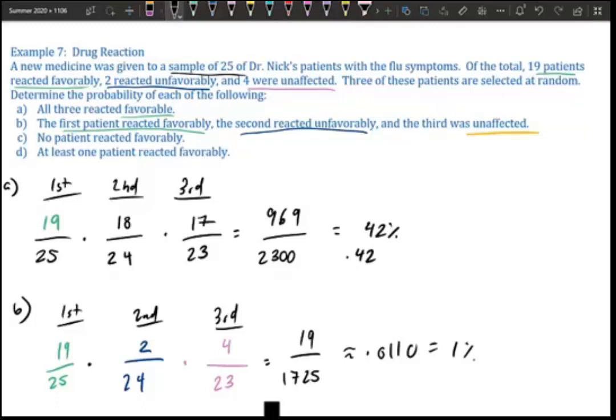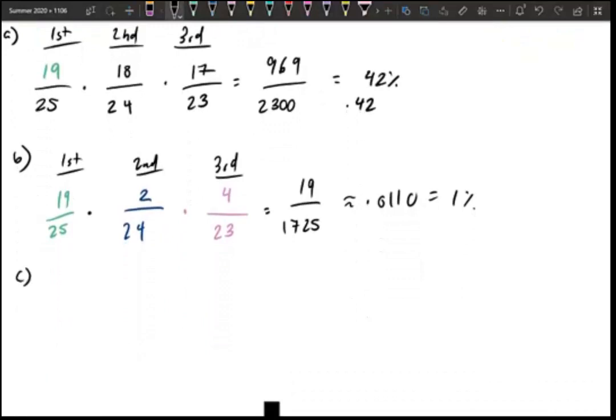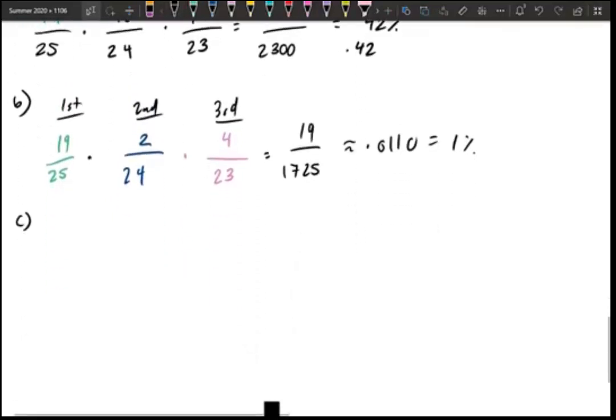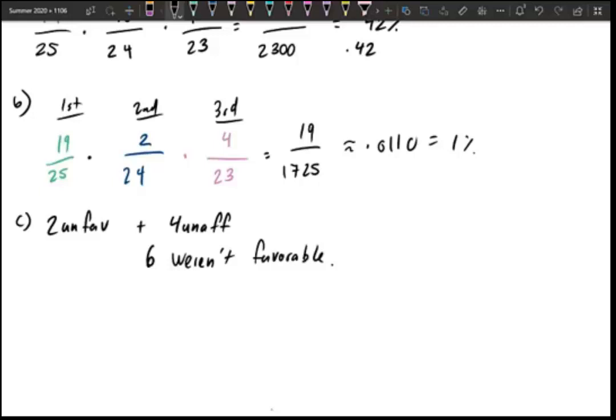Alrighty, part C, no patient reacted favorably. So, no patient reacted favorably, so that's the rest of them. So, not favorable, we have 2 that were unfavorable, and 4 that were unaffected. So those are not favorable, technically. So 6 weren't favorable. So that's how many we have now.